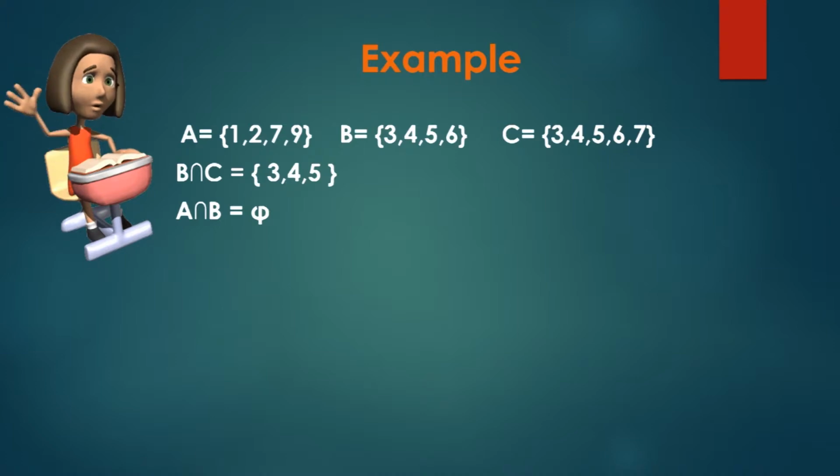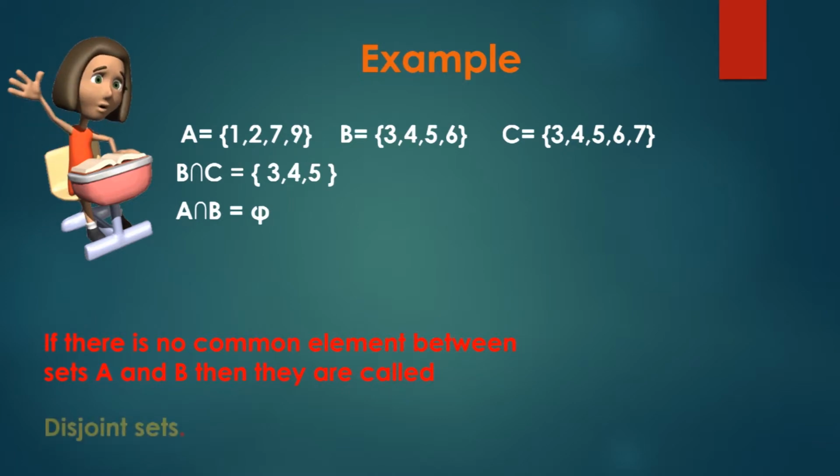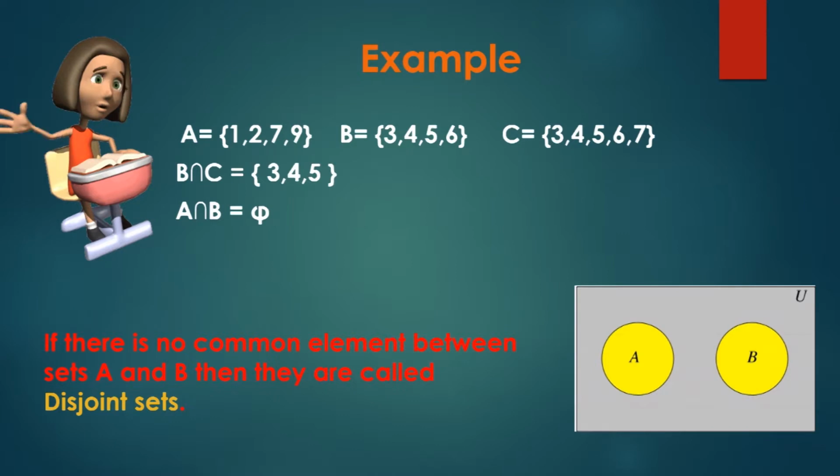Which gives us a new term in sets, disjoint sets. If there is no common element between A and B, then they are called disjoint sets. Venn diagram is shown. Circles are not overlapping as there is no common item in two sets.